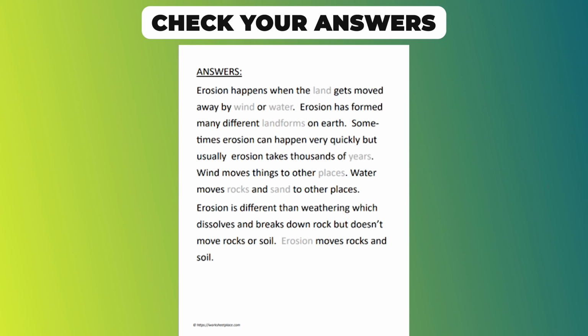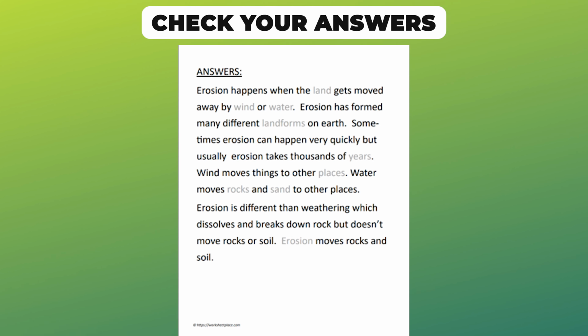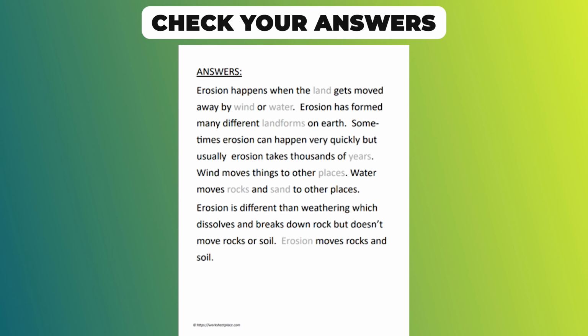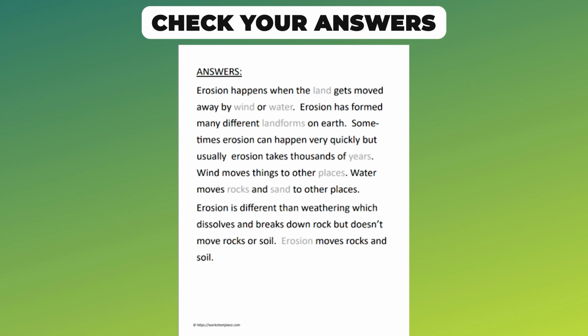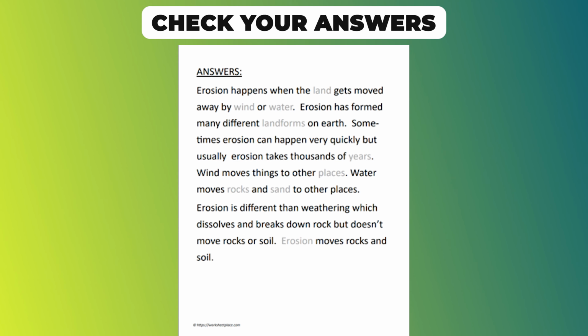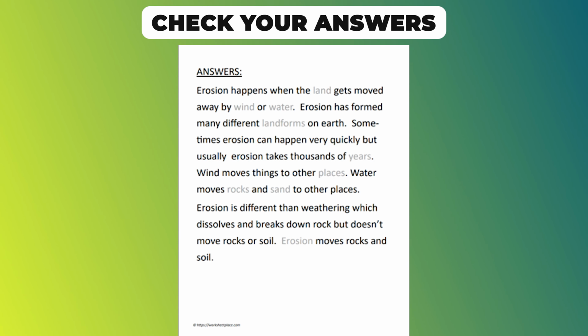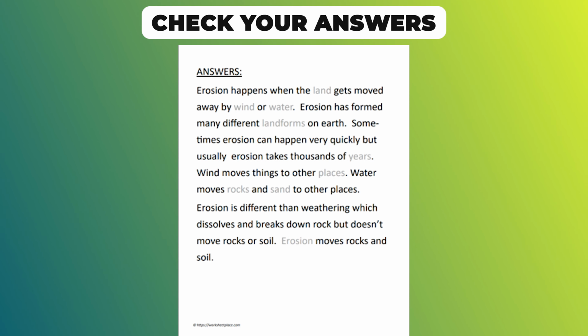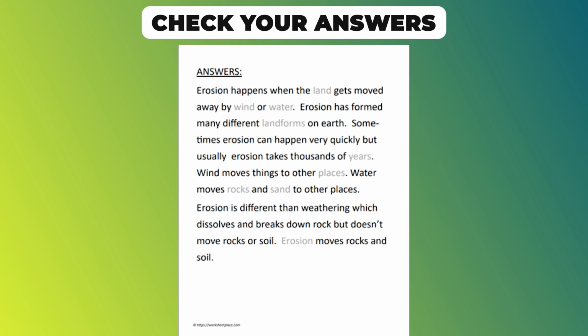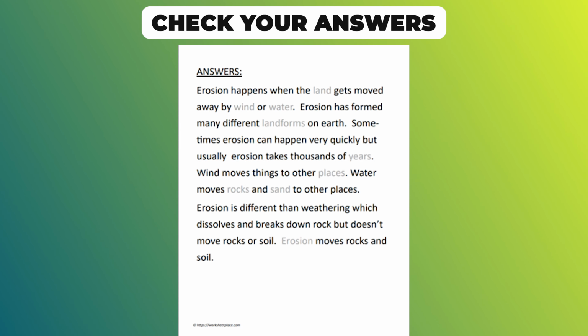Answers. Erosion happens when the land gets moved away by wind or water. Erosion has formed many different landforms on Earth. Sometimes erosion can happen very quickly, but usually erosion takes thousands of years. Wind moves things to other places. Water moves rocks and sand to other places. Erosion is different than weathering, which dissolves and breaks down rocks but doesn't move rocks or soil. Erosion moves rocks and soil.